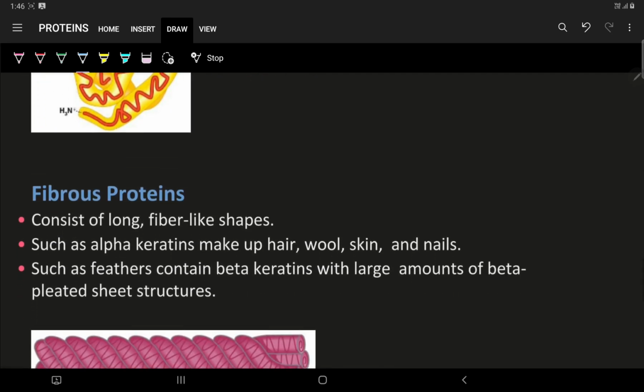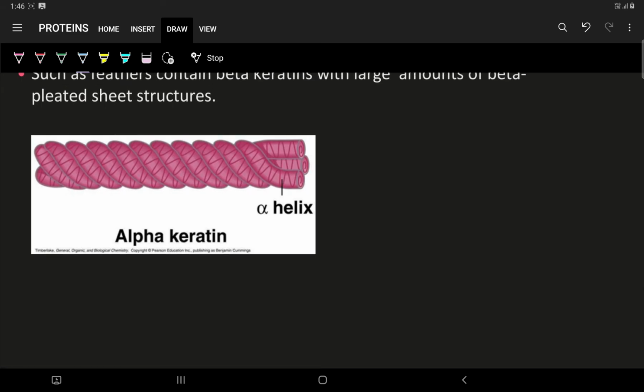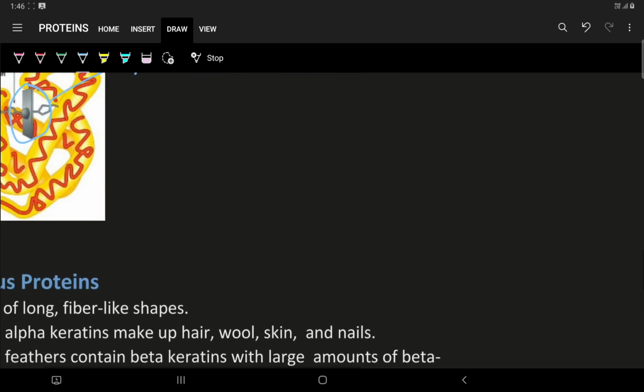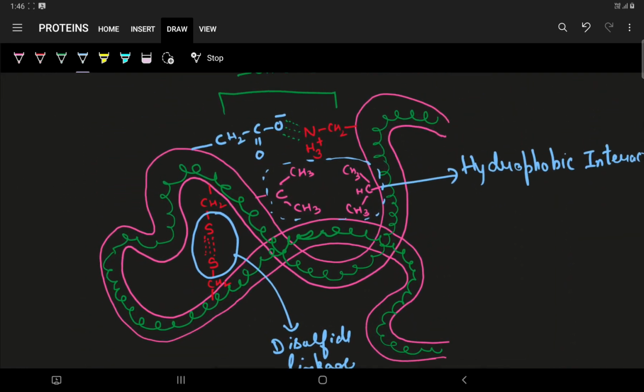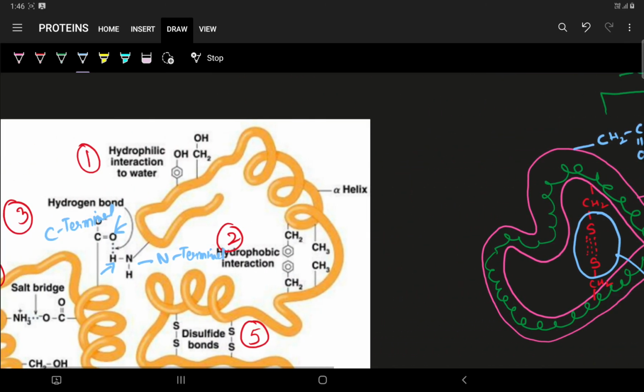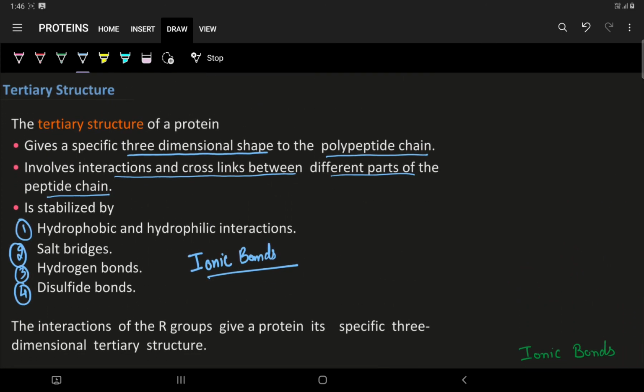In the case of fibrous proteins, they consist of long fiber-like shapes such as alpha keratins, which make up hair, wool, skin and nails. Feathers contain beta keratins with a large amount of beta pleated sheet structures. Now this is the alpha helical structure of keratin. We had already discussed this. I hope, students, the three-dimensional structure of proteins is clear to you. It consists of various interactions between the R groups, the hydrogens and oxygens. So try to draw this three-dimensional structure. This will help you a lot to gain marks in your examination.